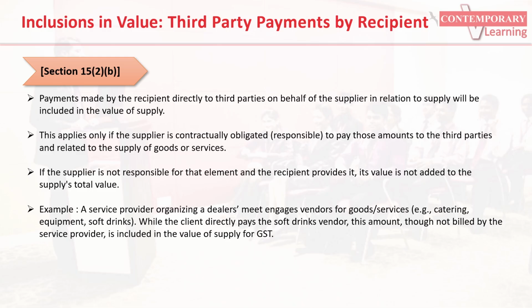Here's a practical example. A service provider organizing a dealer's meet engages various vendors for catering, equipment, and soft drinks, while the client directly pays the soft drinks vendor. This amount is still included in the value of supply for GST purposes because the service provider was contractually responsible for arranging these services.